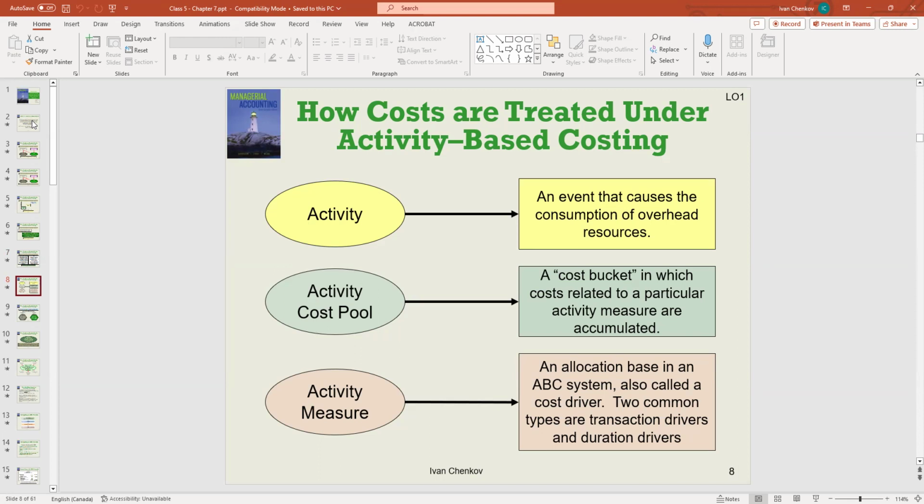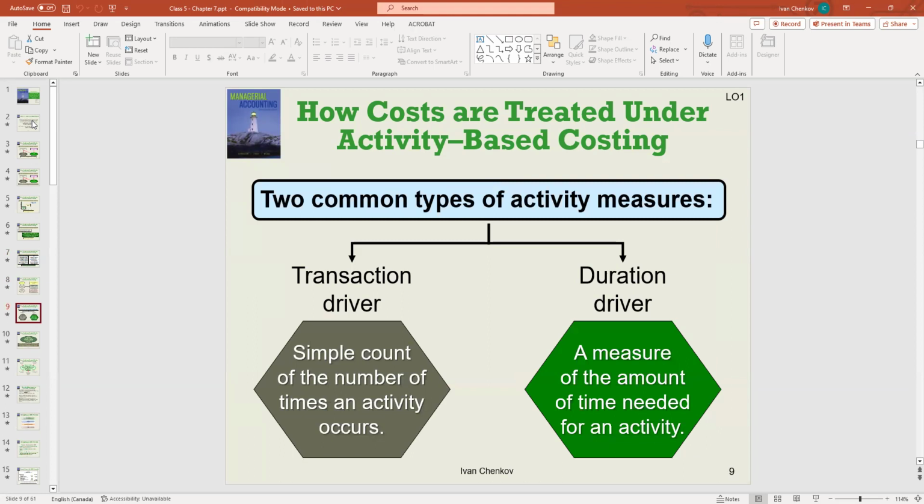Then we come up with the measure of activity. Now we can use two common types of measure. One will be the transaction driver, how many times that activity is used, or the duration driver, what's the amount of time that we're using a single activity. If you remember for the electricity that we did, we used the transaction driver and we used the duration driver. The duration driver was the number of hours that we're using the lights, whereas the transaction driver was how many times we're charging our cell phone.